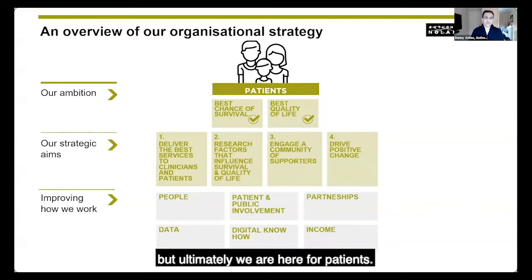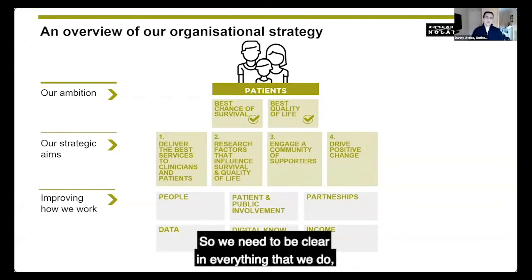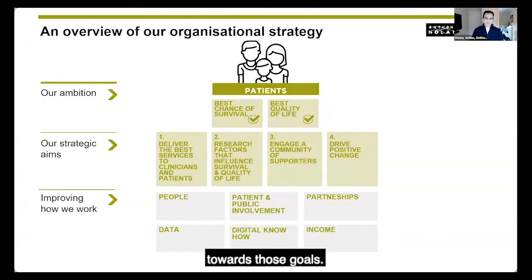That's really important. But ultimately, we are here for patients. Anthony Nolan serves patients, and it's to give patients the best chance of survival and the best quality of life. That's it. That's what it boils down to. So we need to be clear in everything that we do, technology and otherwise, that we are working towards those goals. If we're not working towards those goals, then we're kind of missing a trick. So that's really important. Never lose sight of that. Don't just implement technology for the sake of implementing technology.